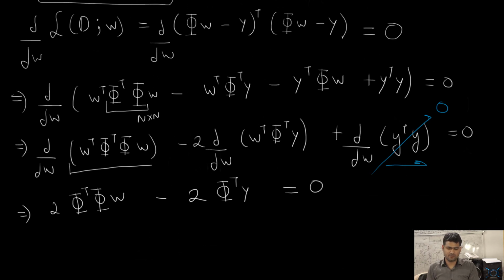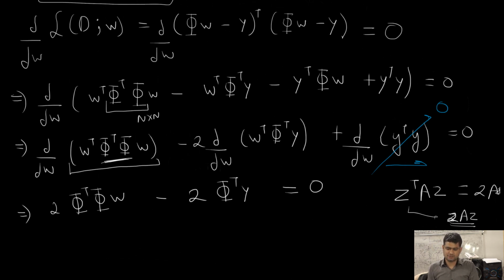So here, since phi transpose phi is a symmetric matrix, we have just used the rule that the derivative of Z transpose A Z, where A is a symmetric matrix, is simply twice A of Z. So this is what we have done over here, and the derivative of W transpose times phi transpose times Y with respect to W is simply phi transpose times Y.